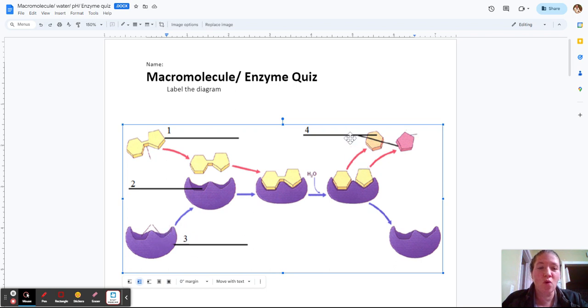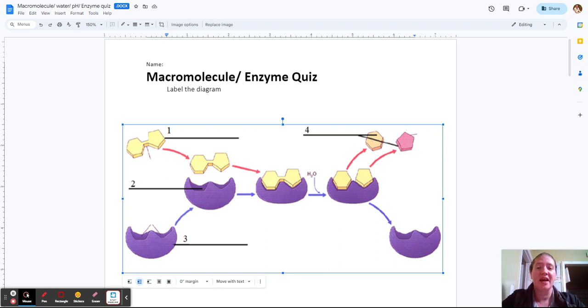And then number four, which are the two pieces coming out after the enzyme's done its job, it's broken that thing apart. That is our product. So coming into the enzyme, the molecule coming in to be reacted is the substrate. Where it attaches to that structure is the active site. The shaded structure altogether is the enzyme, and then the pieces that come out on the other end after the reaction is done are the product.